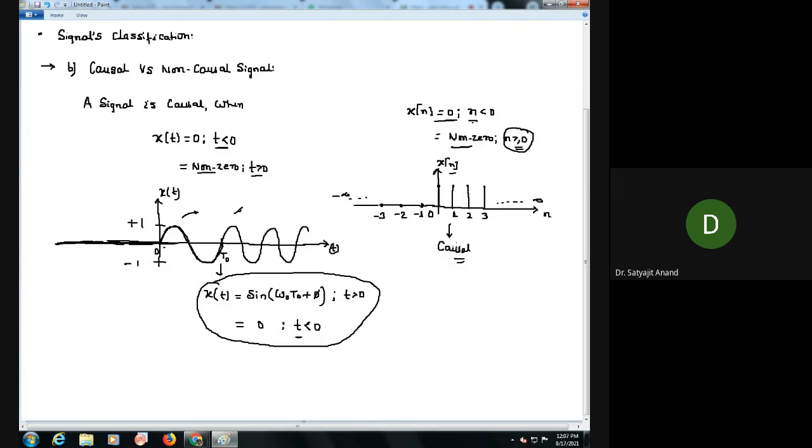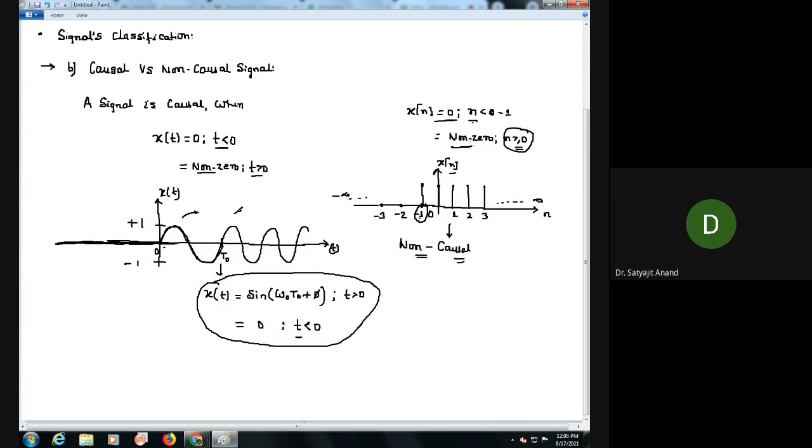Now you may ask, sir, please let me know an example of a non-causal signal. So a simple example is when we have this kind of information. Suppose it starts from here, 1, 0, this. So you see here, x(n) equal to 0 is perfect, but the condition is less than -1. But at n equal to -1, we have a non-zero value. So this is not a causal signal. In this case, you can say this is a non-causal signal.